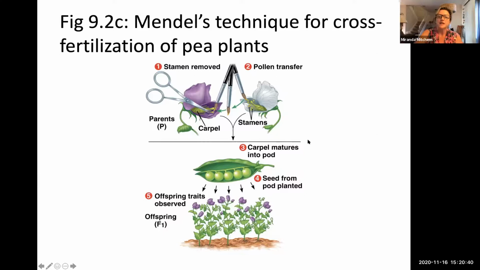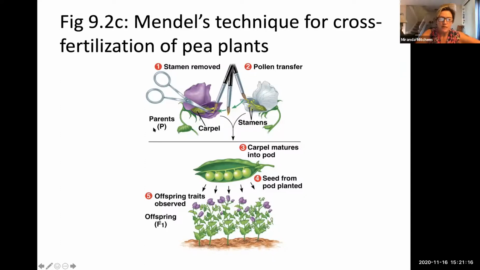So what he did is he cut off the stamen to prevent self-reproduction, and then transferred pollen from one plant to the other. He used a plant that had purple flowers and a plant that had white flowers, transferring the pollen from the white flower onto the carpel of the purple flower. Then they grew up into seeds, and then he planted the seeds.